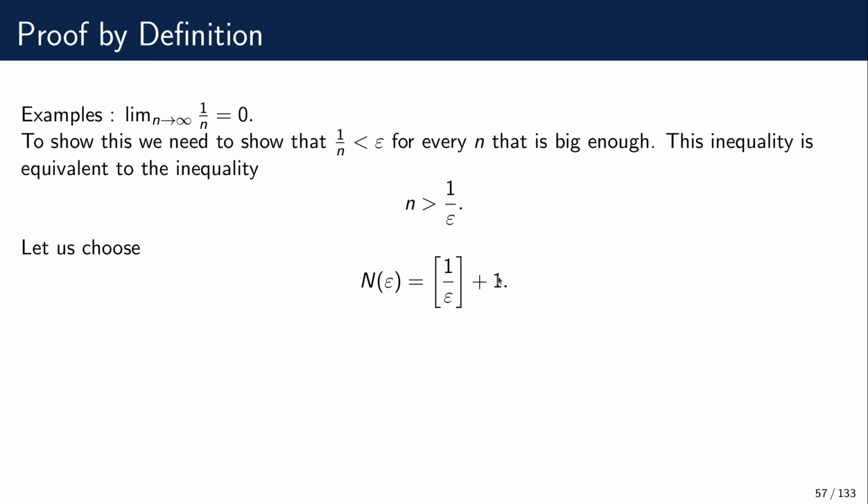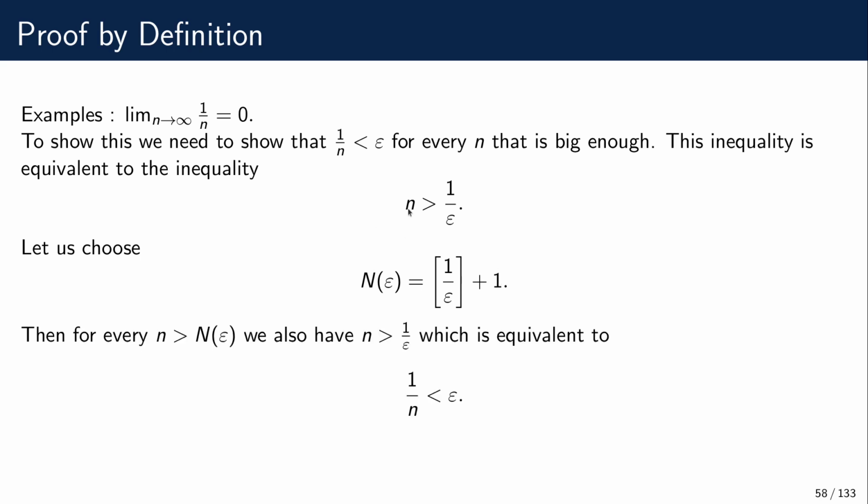And now we know that for every natural number n that is bigger than n of epsilon, we will have in particular that n is bigger than 1 over epsilon. And if n is bigger than 1 over epsilon, this is equivalent to saying that 1 over n is smaller than epsilon. That is, we have proved that for every epsilon, we can compute n of epsilon by this formula, and then for every natural number n greater than this n of epsilon, we will have that the absolute value of 1 over n minus 0 is smaller than epsilon.